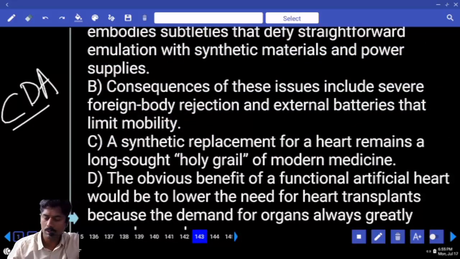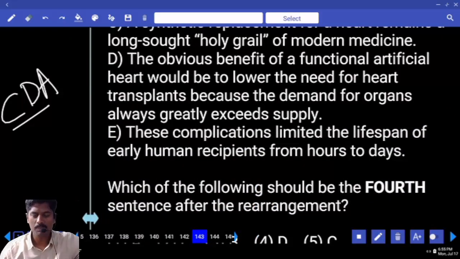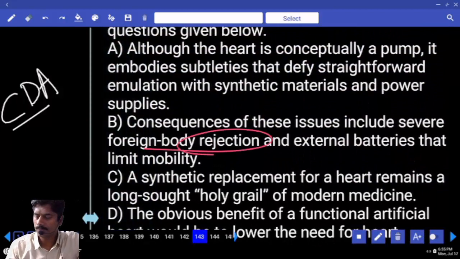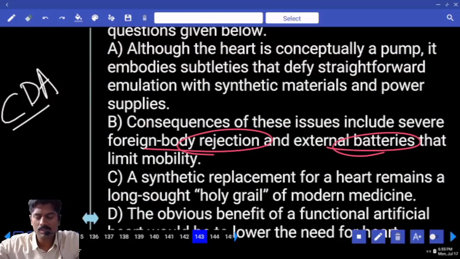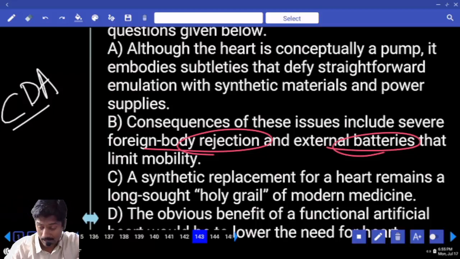After A, what should come? Is it BE or EB? Where are complications? Is it only this one complication? Consequences of these issues. See, you can create a body part, but create a heart, an artificial heart, it may come with the same shape and same size, but internally there are many subtleties and internal details that are very, very important. Because of that, it becomes difficult, he says.